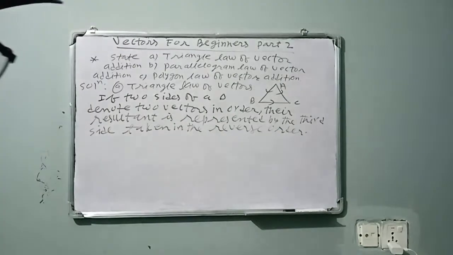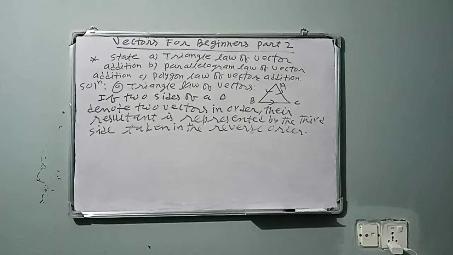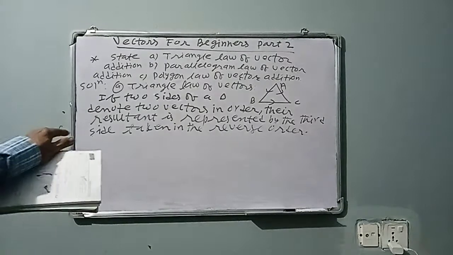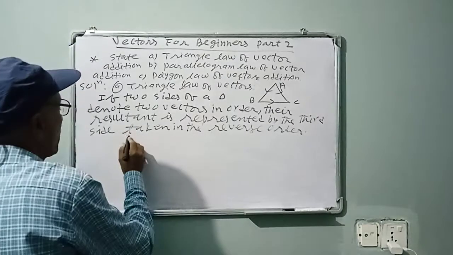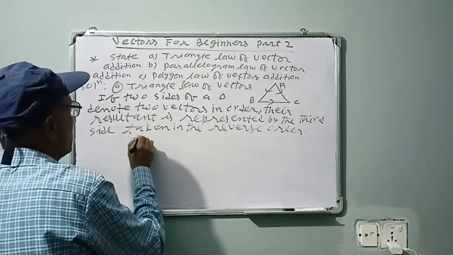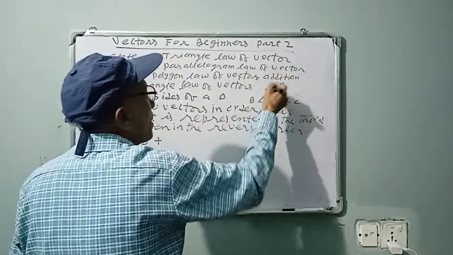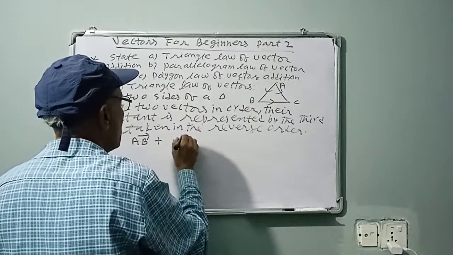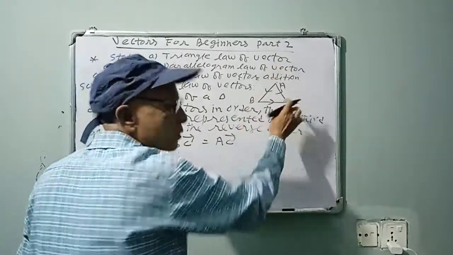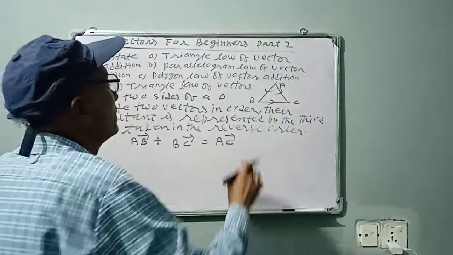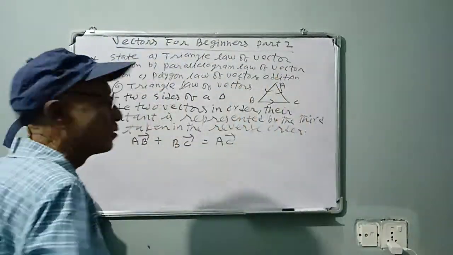ट्राइंगल को दुईटा साइड AB र BC छ। If two sides of a triangle denote two vectors in order, their resultant is represented by the third side taken in the reverse order. What does it mean? Vector AB plus BC equal AC. A to B, B to C, just like displacement, distance, AC is displacement.